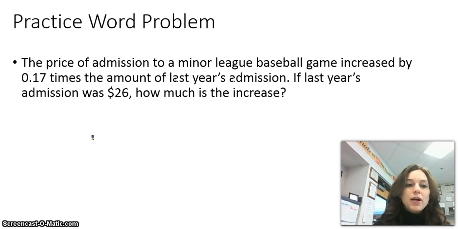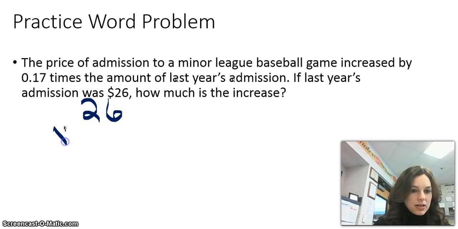Here's our first practice word problem. The price of admission to a minor league baseball game increased by 17 hundredths times the amount of last year's admission. If last year's admission was $26, how much is the increase? So here we're going to take 26 times 0.17.